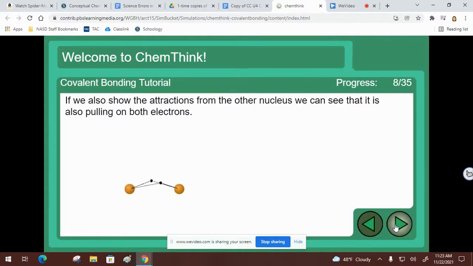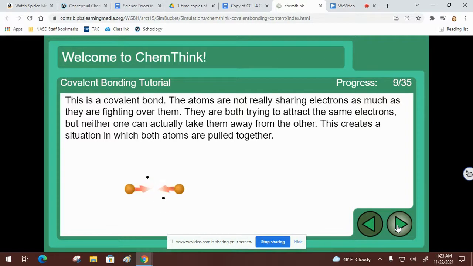If we also show the attractions from the other nucleus, we can see that both atoms are pulling on both electrons. This is a covalent bond. The atoms are not really sharing electrons as much as they are fighting over them. They're both trying to attract the same electrons, but neither one can actually take them away from the other. This creates a situation in which both atoms are pulled together. Answer the next two questions.